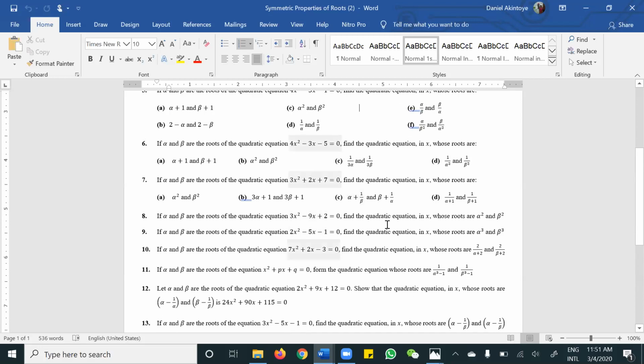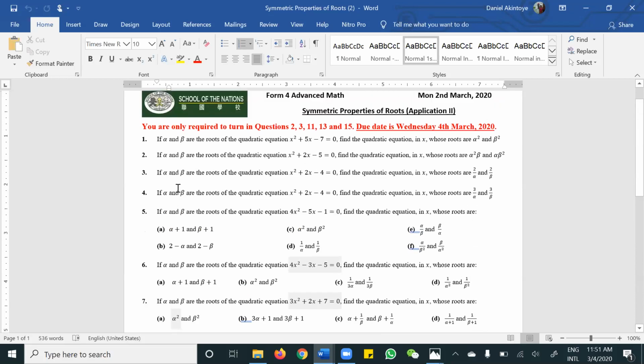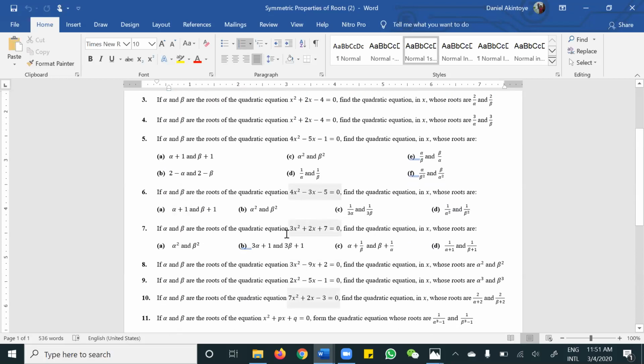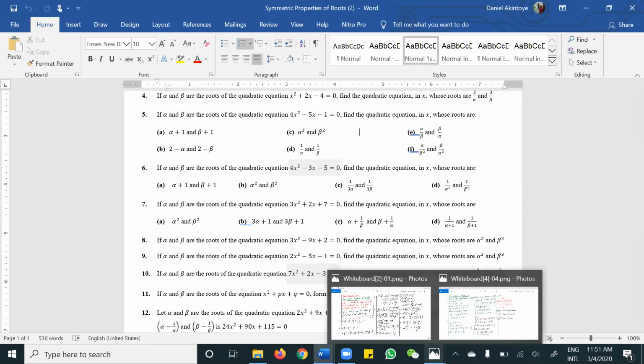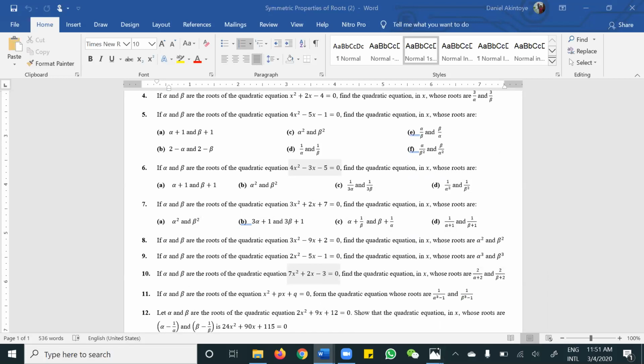So let's play around. How about we attempt question 7? It's not one of my intended questions. So let's look at question 7 here. Alpha and beta are the roots of this equation. Find the equation in X whose roots are this. So I'm just going to make you take maybe question 7C. Then I'll probably send you the rest of the question because I need to go to a meeting in about 9 minutes. So let's go back to the board. All right.